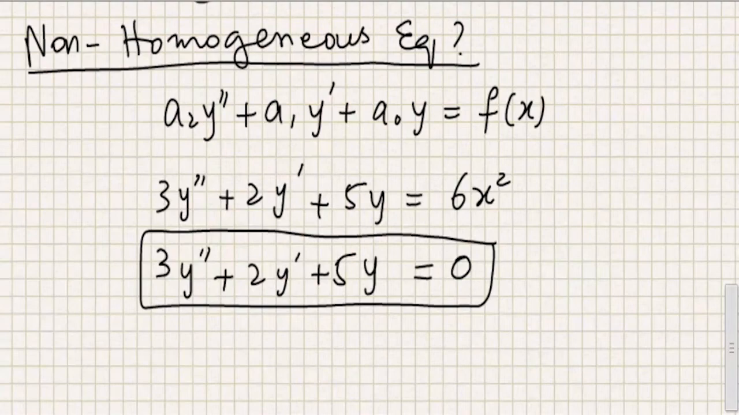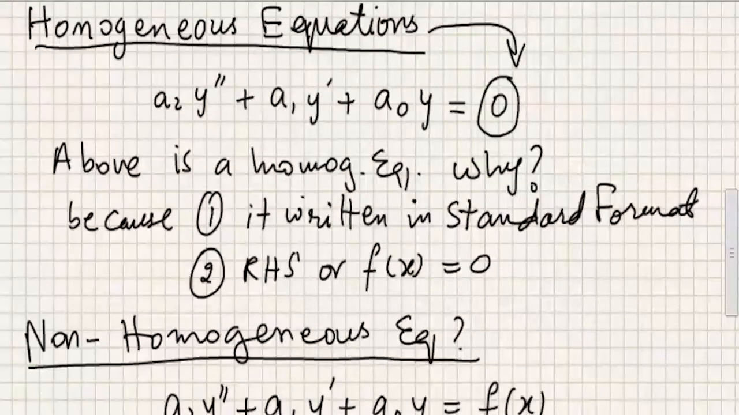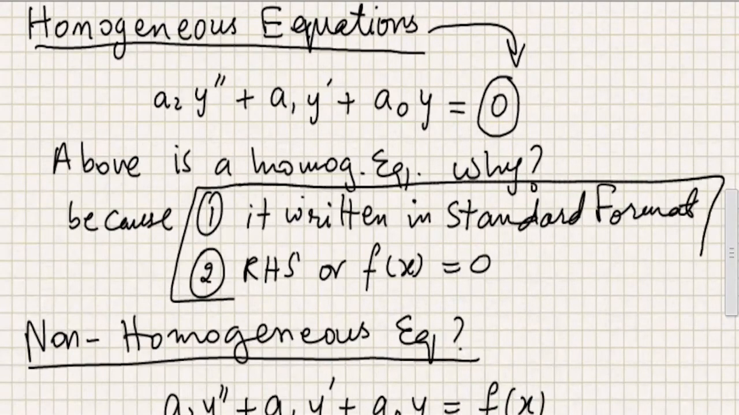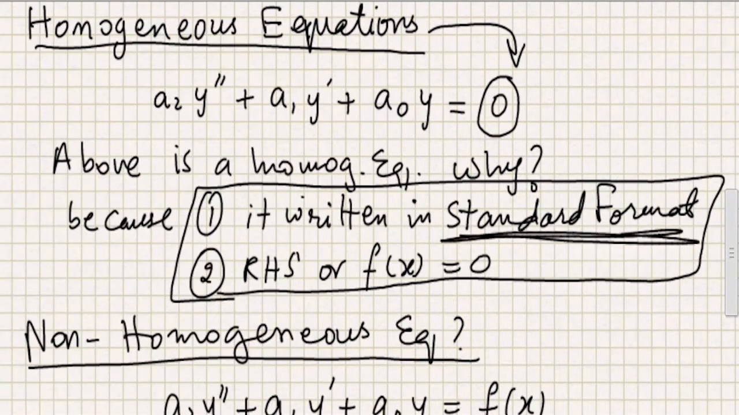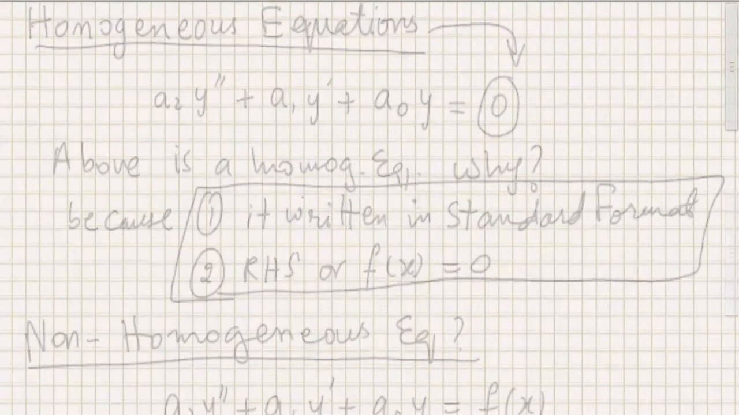So these were really important terminologies, and these two conditions are something that you must always remember. First, never forget to write the equation in a standard format, and when you do that and the right hand side is 0, it will be a homogeneous equation.